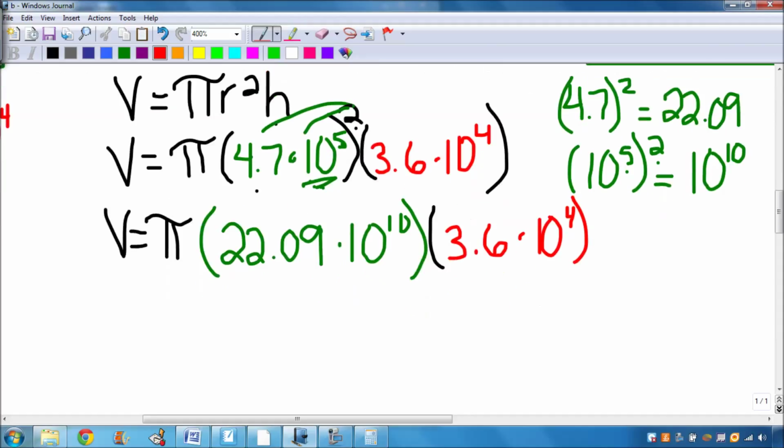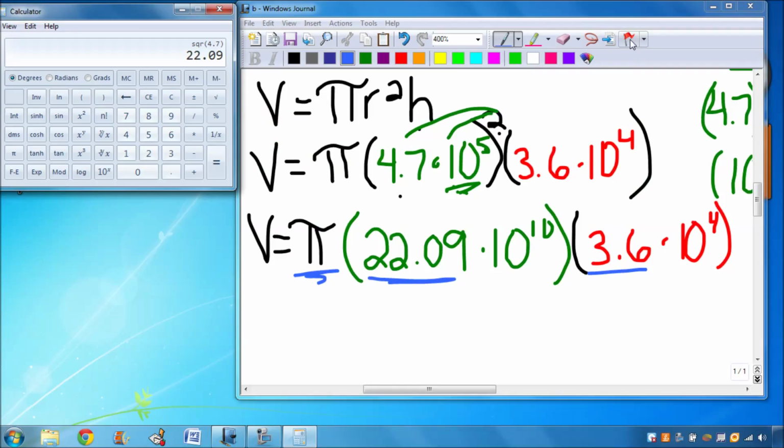So next what I want to do is multiply all of my coefficients together. Pi is a coefficient because it's 3.1415926. It's an actual constant number. 22.09 is also a coefficient, and 3.6 is a coefficient. So what I'm going to do is multiply all of those numbers together.